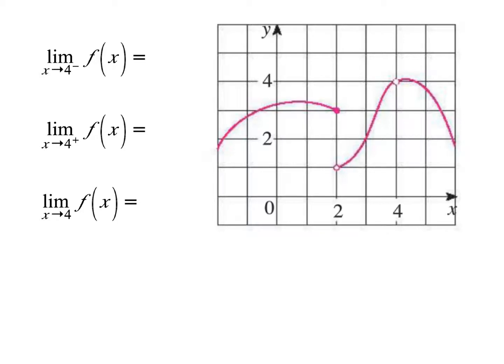So this time, we're going to be going at 4. From the left, from the right, and then from both sides. Take a moment before we go through it here together. Think about what each of those answers would be. What would you expect each of them to be?